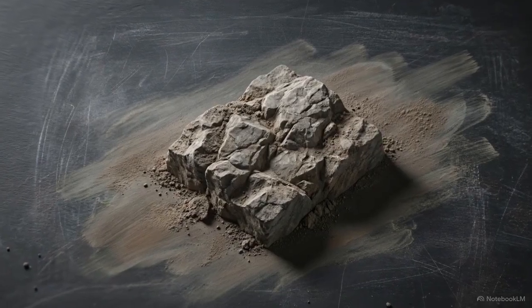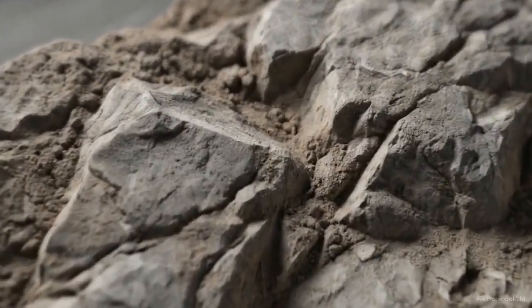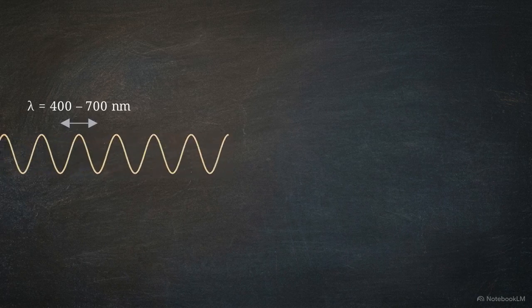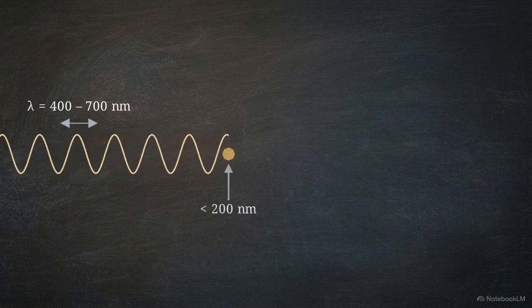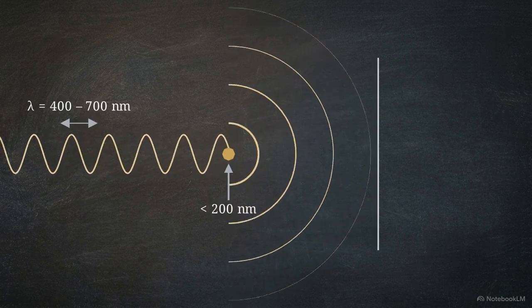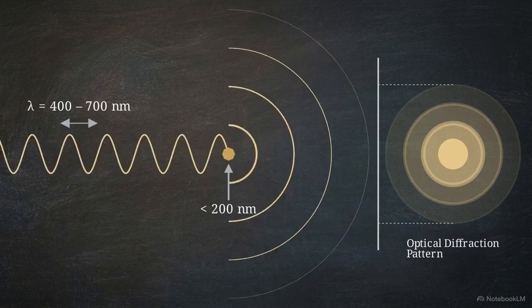A traditional petrological microscope can magnify a geological sample only up to the physical limit of its wavelength. Visible light operates at wavelengths between 400 and 700 nanometers. If a structural feature is smaller than roughly 200 nanometers, the photons cannot resolve it. The object smears into an optical diffraction pattern.